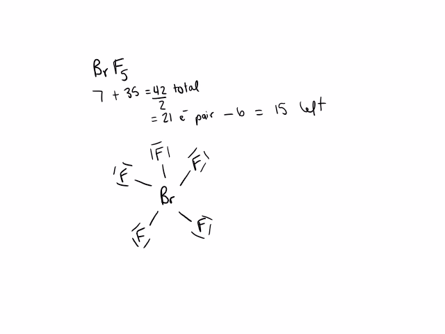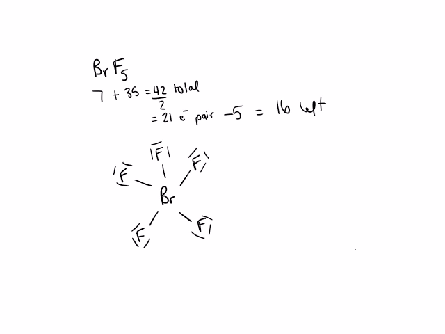Oh, I think I did something wrong. Sorry, y'all. I made a mistake up here. I didn't have 6 bonds. I had 5. So 21 minus 5 is 16 pairs left. I apologize. I make mistakes. We all make mistakes.